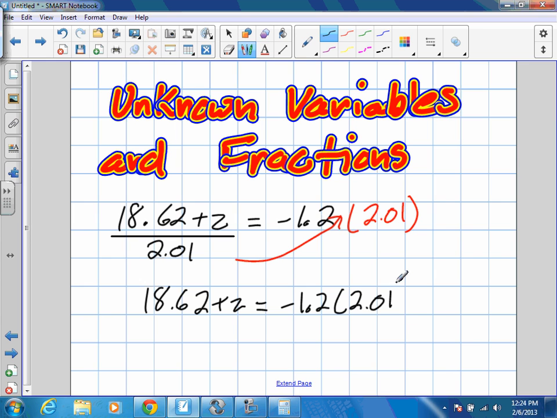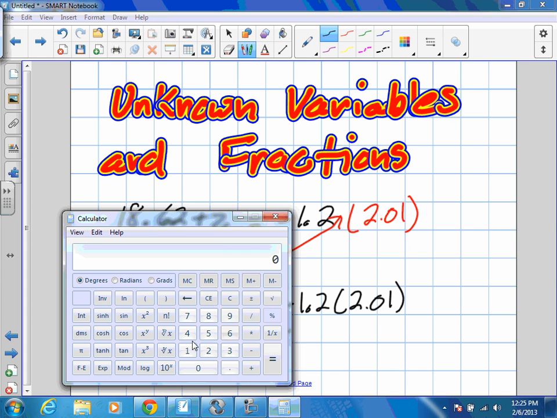Now I no longer have any fractions. This will be a little simpler for us to work with. I'm going to figure out what negative 1.2 times 2.01 is. It's going to give me a negative value. 1.2 times 2.01, 2.412.